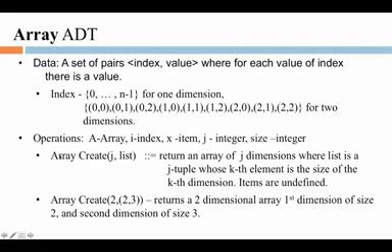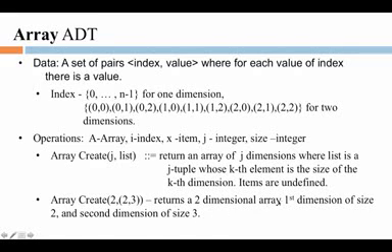Okay, so now let's look at the first operation. The operation is called create j and a list. Let us just look at this example. Create 2 and a list of 2, 3. The result of performing this operation is that a two-dimensional array is created. The first dimension is of size 2 and the second dimension is of size 3.